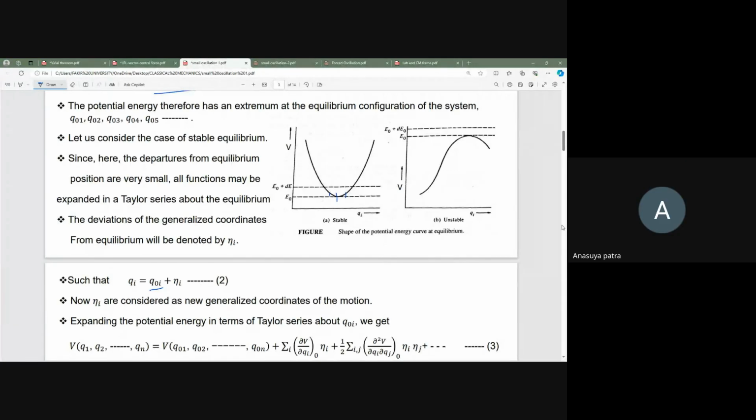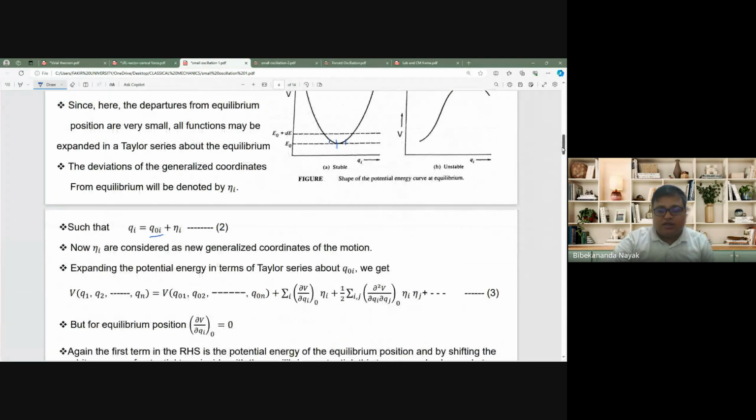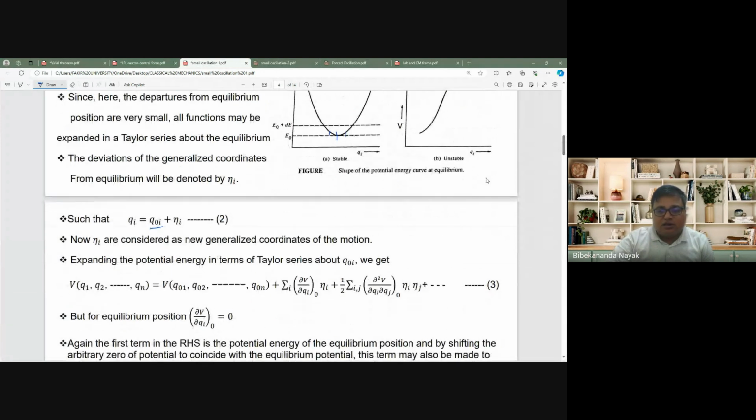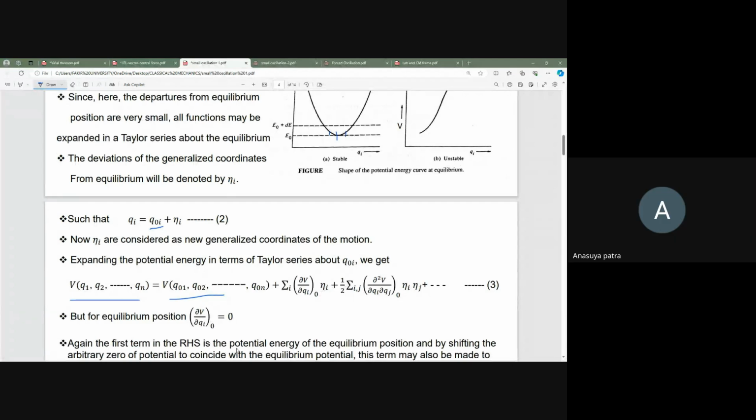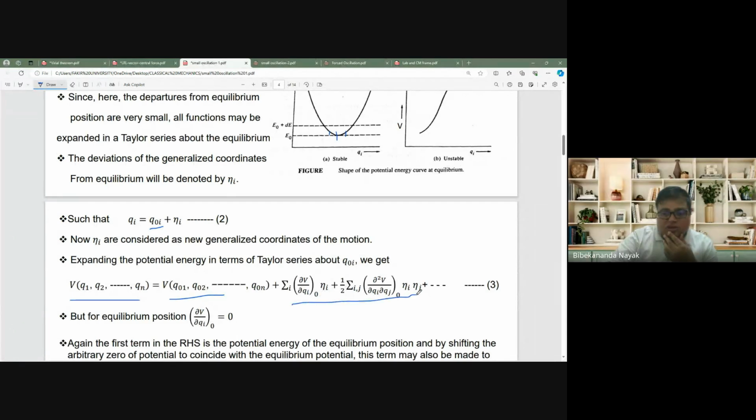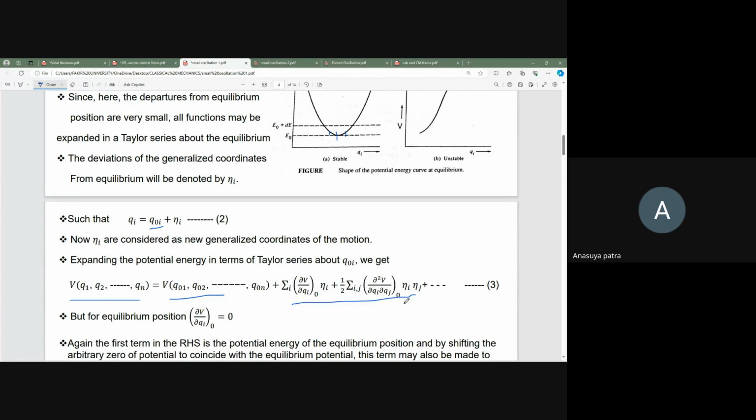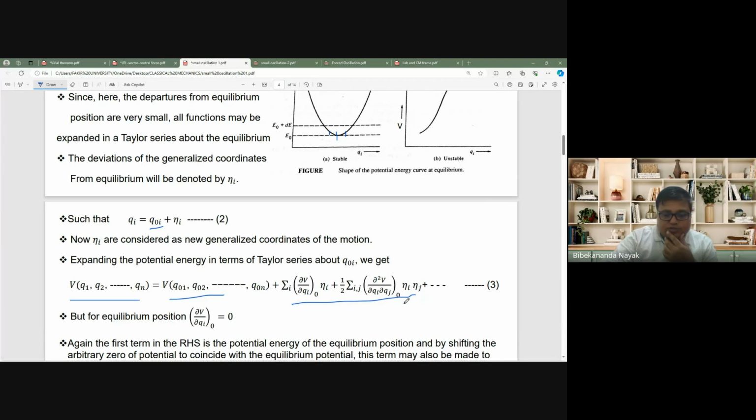Now the eta i are generalized coordinates, and we expand the potential in terms of a Taylor series. You know, according to Taylor series expansion, the function is expressed through the function and its derivatives about the equilibrium point, times the variable. You know the form of the Taylor series expansion. The Taylor series expansion f(x plus x0) is equal to how much?